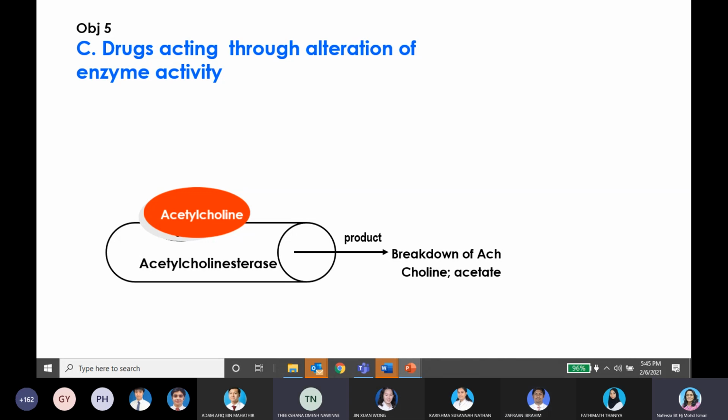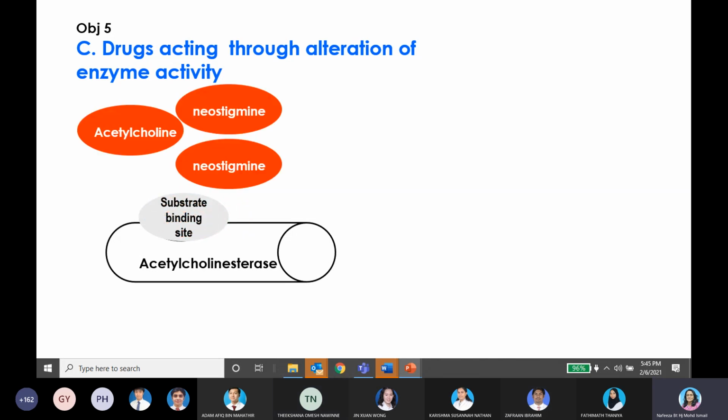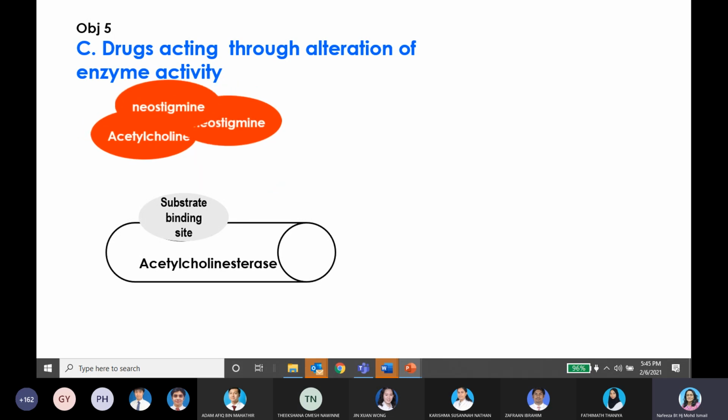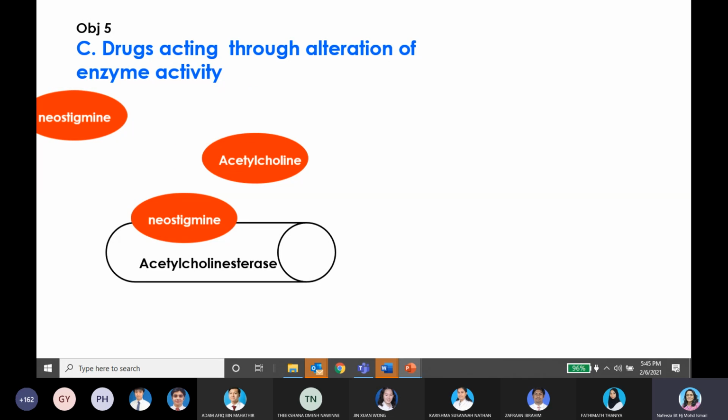Right. And one of these drugs is called neostigmine. Its structure is similar to acetylcholine, and that's why it can compete with acetylcholine for the substrate binding site on acetylcholinesterase. So when neostigmine combines with the enzyme, what happens? Simple, acetylcholine is not broken down. And what happens when acetylcholine is not broken down? There will be increased levels of acetylcholine at the synapses, right? And then neurotransmission can occur.